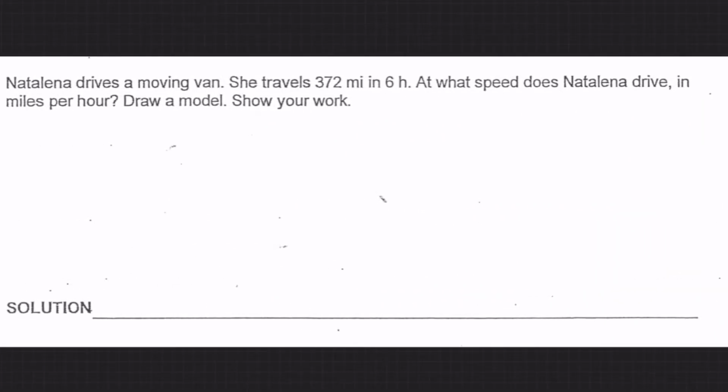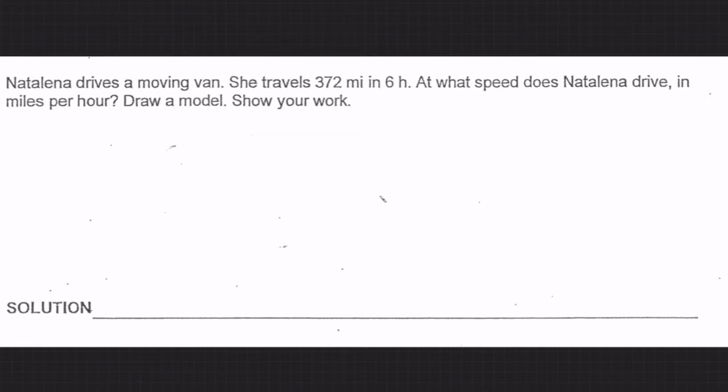Let's look at question 1. Natalina drives a moving van. She travels 372 miles in 6 hours. At what speed does Natalina drive in miles per hour? Draw a model and show your work. Well, the first thing we need to do is figure out, at 372 miles in 6 hours, how many miles per 1 hour is Natalina driving?